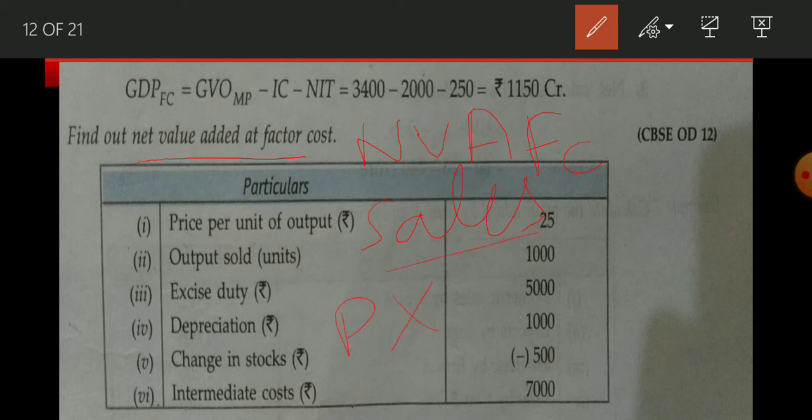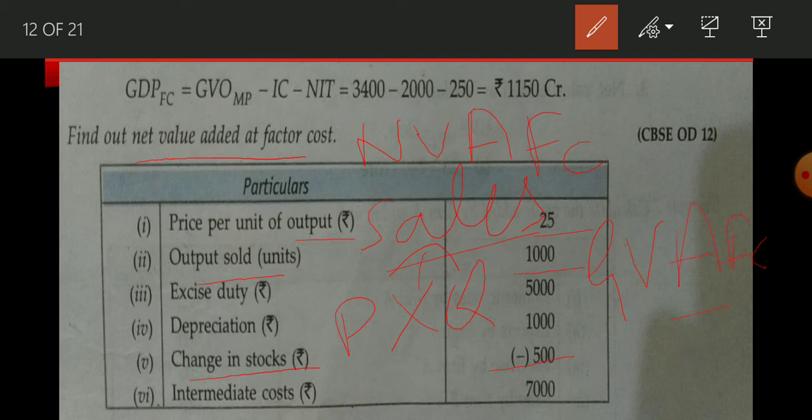P is equal to P multiplied by Q. The price is given, 25, and output sold is the quantity, that is 1000. So when we multiply 25 by 1000, we are able to get the value of sales. Okay, and then we add change in stock. In this way, we are able to get the value of output. Then we subtract the value of intermediate consumption. In this way, we are able to get GVAFC.